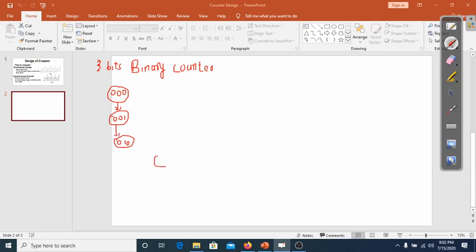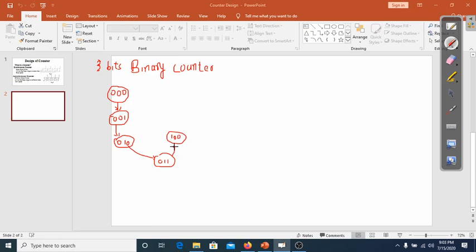Here the present state is 010. So the next state is 011. Again the next state is 100. The present state is 011. The next state is 100.